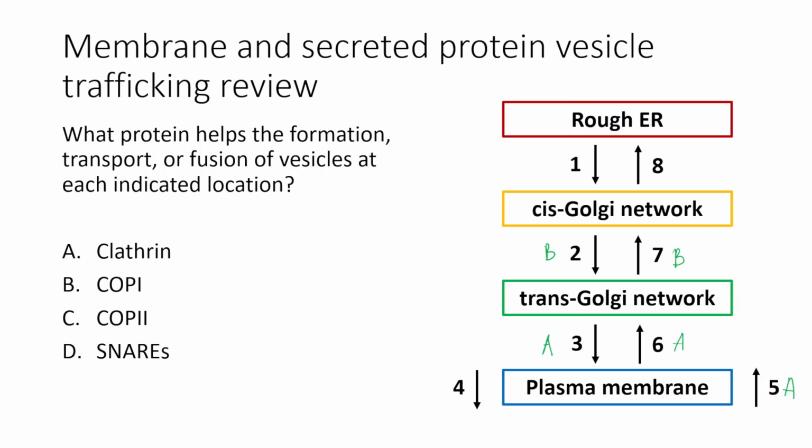Do we see it anywhere else? Yeah, 8, exactly. So any vesicles that have to go back from the cis Golgi to the rough ER also use COP1. Cool. So that brings us to COP2. Where do we see COP2 coat proteins? Yeah, 1, exactly. So COP2 proteins are helping to form vesicles that are going from the rough ER to the cis Golgi.